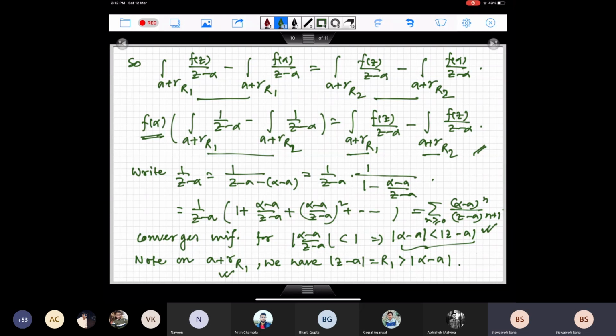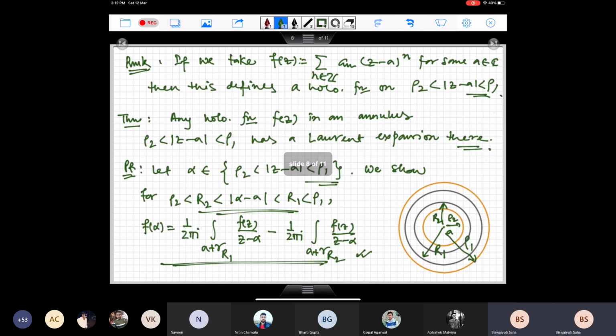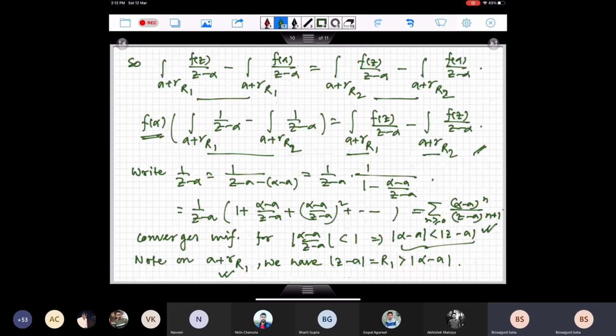So what did I do? For the first integral, my z lies on the circle of radius r1, and remember that r1 and r2 are so chosen that mod of alpha minus a is less than r1, but bigger than r2. Accordingly, depending on which integral I am taking, I have to do the adjustments. Here I wrote 1 by z minus alpha, so this was 1 by z minus a minus alpha minus a. So I take z minus a out, and I get 1 by 1 minus alpha minus a divided by z minus a.